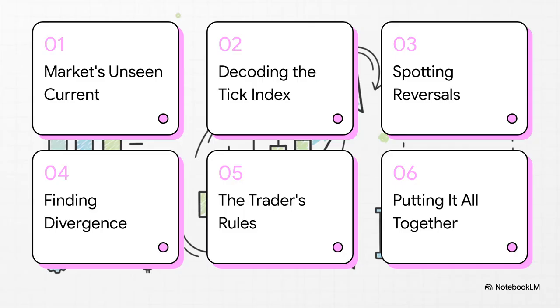So here's our game plan. First, we'll talk about that unseen market current. Then, we'll get into how to decode the tick index itself. From there, we'll cover two powerful strategies, spotting reversals and finding divergence. We'll wrap up with some absolutely essential rules and then put it all together.